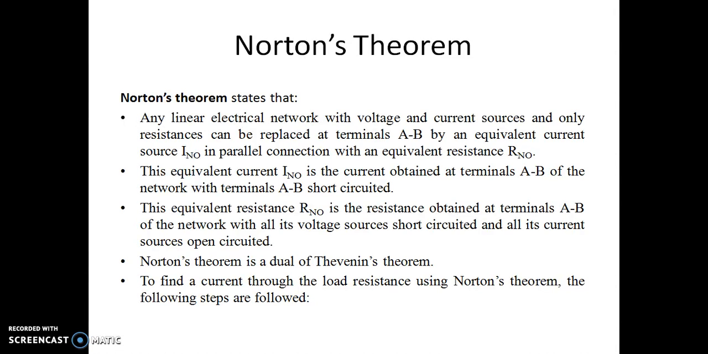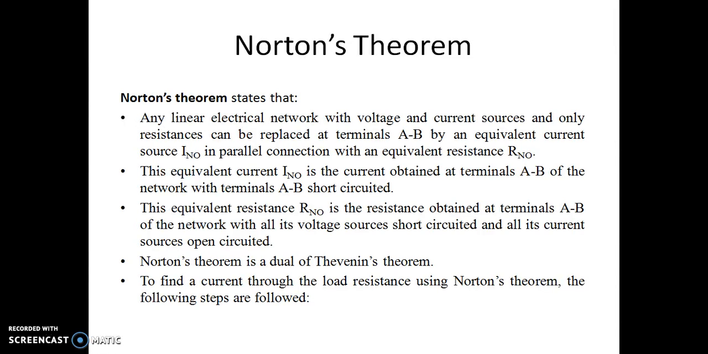This equivalent current I_N is the current obtained at terminals A, B of the network with terminals A, B short-circuited. The equivalent resistance R_N is the resistance obtained at terminals A, B of the network with all its voltage sources short-circuited and all its current sources open-circuited. Norton's theorem is the dual of Thevenin's theorem.